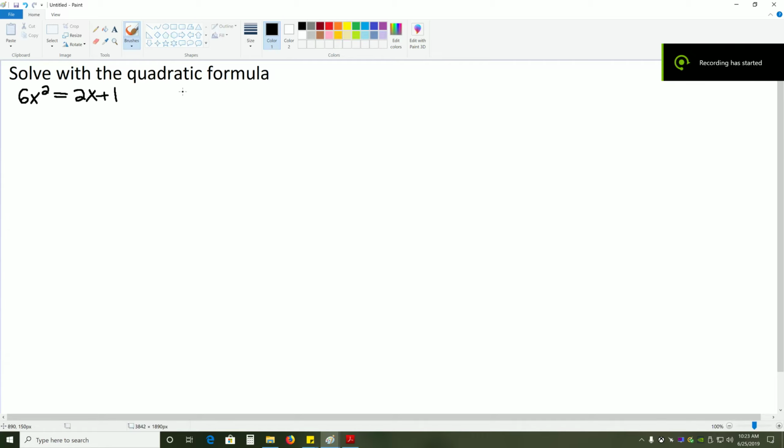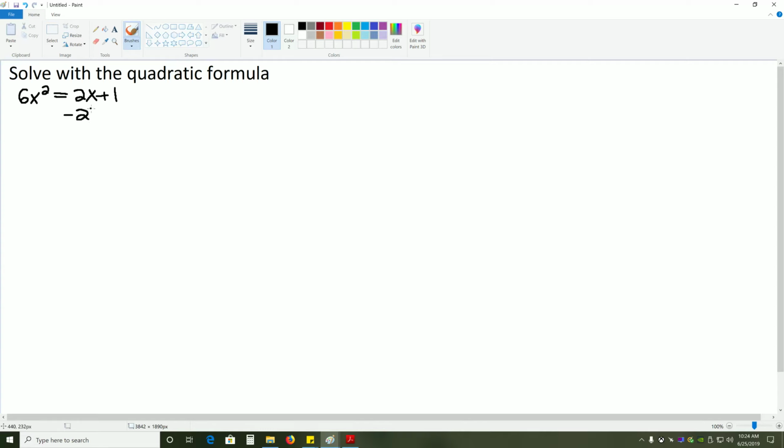For this problem, we want to solve with the quadratic formula given 6x squared equals 2x plus 1. In order to solve using the quadratic formula, we must first have every term on one side of the equation equal to 0. So, let's go ahead and move everything to the left side of this equation. It would be perfectly okay to move it to the right, but in general you want to keep the x squared term positive for ease of simplifying later on.